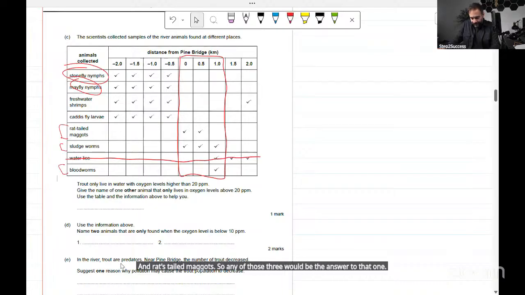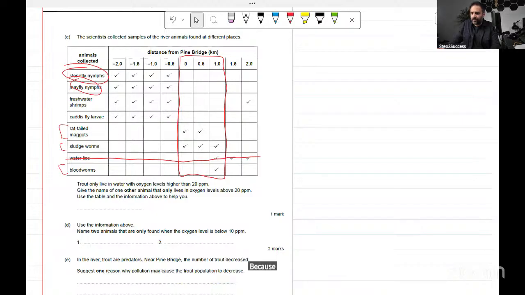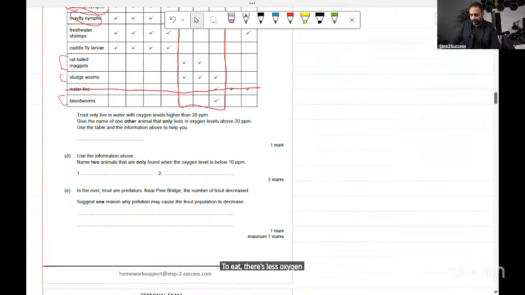In the river, trout are predators. Near Pine Bridge, the number of trout decreased. One reason why pollution may cause the trout population to decrease: because there's less oxygen, less food available. If there's pollution, pollution generally means that there's less food to eat. There's less oxygen. That's why their number might decrease. Less oxygen is probably a sensible answer.